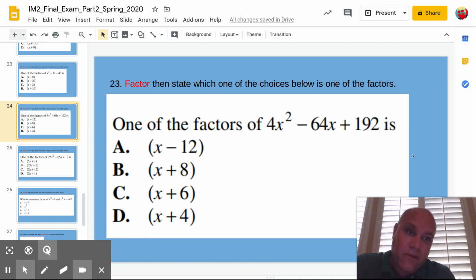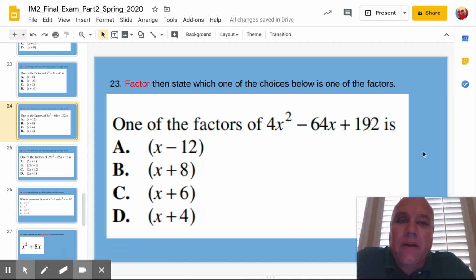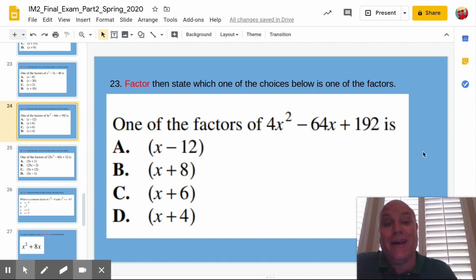All right, number 23, Michael Jordan. So one of the factors of 4x squared minus 64x plus 192. All those numbers are even. I'm thinking there might be a GCF you can pull out first. So make sure you pull out the GCF first, and then you have to factor the trinomial after that. There's your hint, big hint.